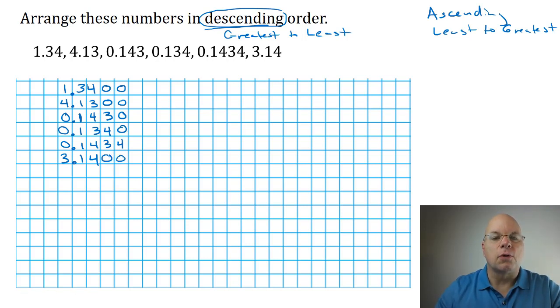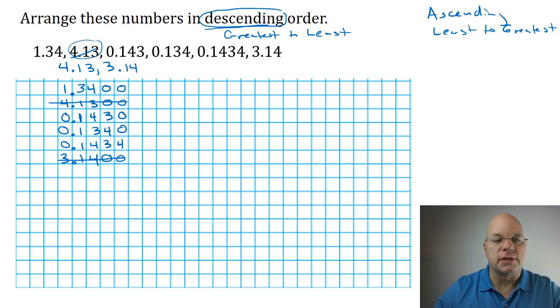Then if we want descending order, we're looking for the largest number first, and I can start with the greatest place value, which is the ones place in this case, and I can very easily see that this one is going to be the greatest. 4 and 13 hundredths, followed by the one that starts with 3 and 14 hundredths, and I'm writing them back in the form that they were originally given. So this one, 4 and 13 hundredths, I'm writing it the way it was given to me. I'm not including the extra zeros at the end.